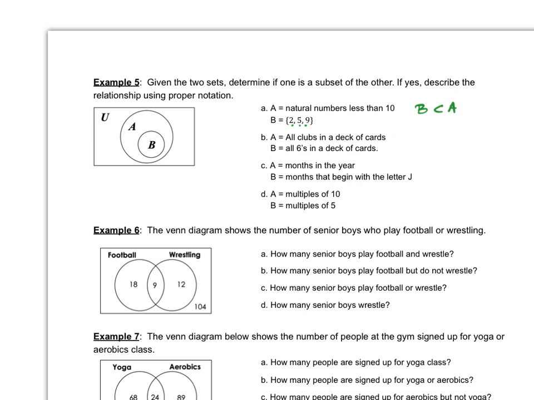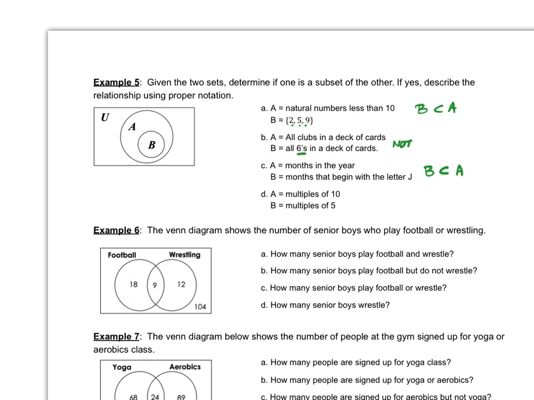And let's see here, what else? A is all clubs in a deck of cards, and then B is all sixes in a deck of cards. Well, all sixes are not clubs, so B is not a subset of A. Nope. And let's see here, A, we have the months of a year, and then we have the months that begin with the letter J. Well, here also, B is going to be a subset of A because all the months that begin with J are also months of the year. So there you go, that's how we're looking at that.